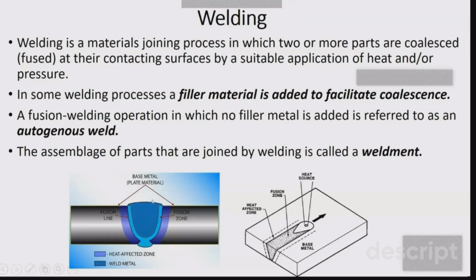The weld metal is of very high temperature. Due to this high temperature and interaction of the arc over this particular area, there is some heating of the base metal, and this is known as the heat affected zone. So the weldment consists of your parts to be joined, the weld metal, and the heat affected zone. This whole assembly is known as the weldment.